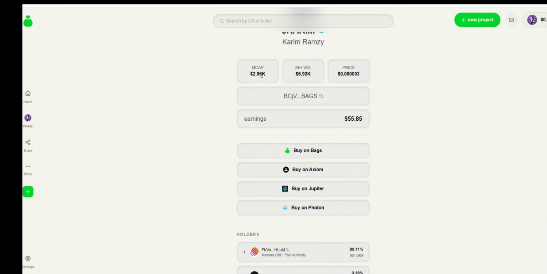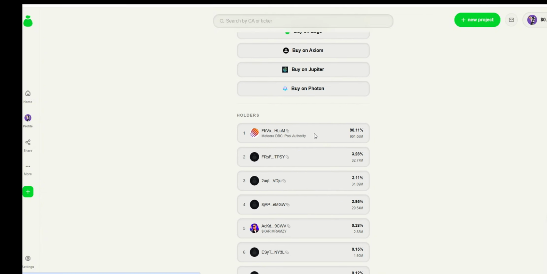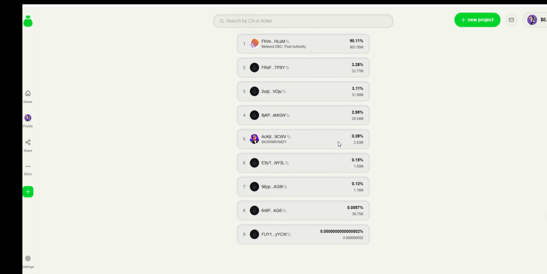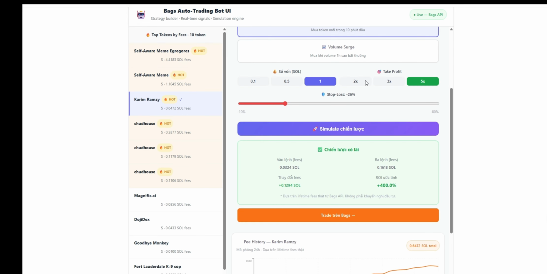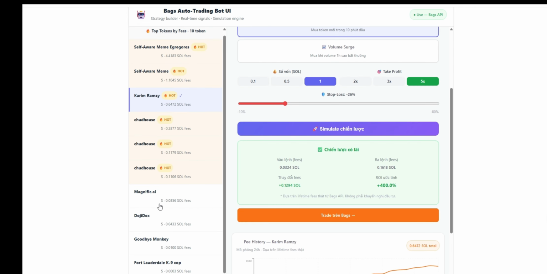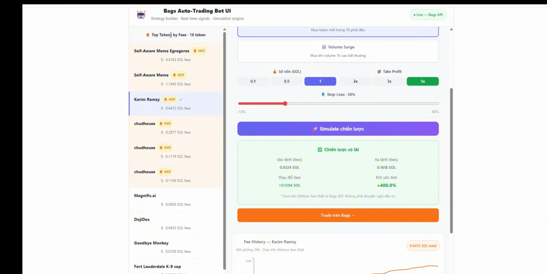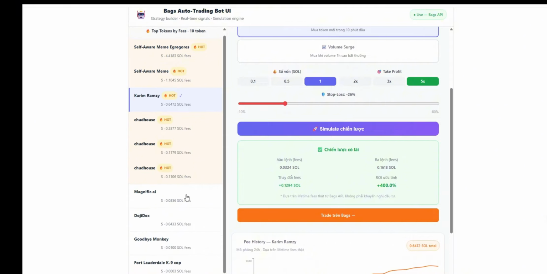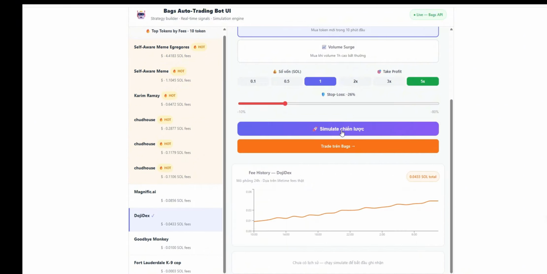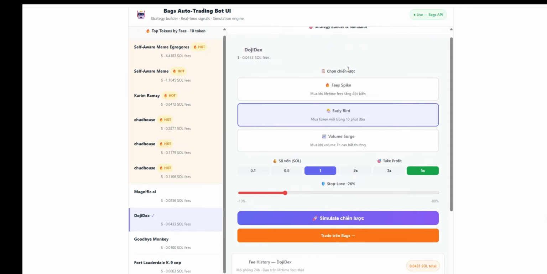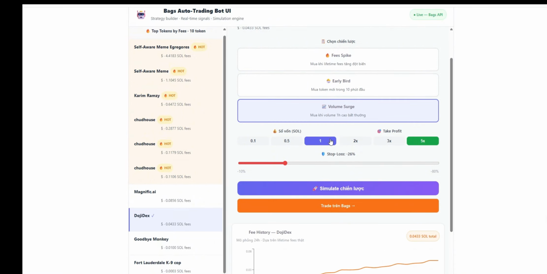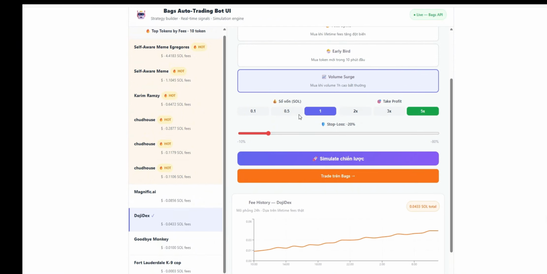Next, let's talk about setting up your strategy. Here you can adjust your capital allocation using the slider. This determines how much of your balance you want to commit to the trade. It might seem simple, but this step is critical because it directly affects both your risk exposure and your potential return. Below that, you also have options like stop loss and risk level.